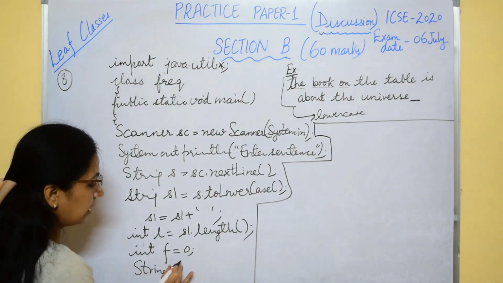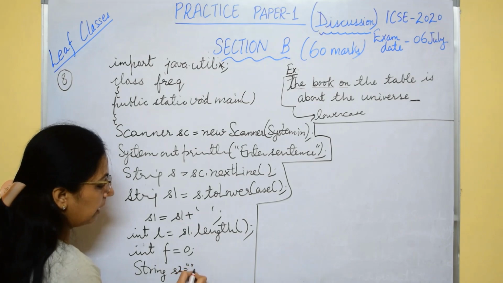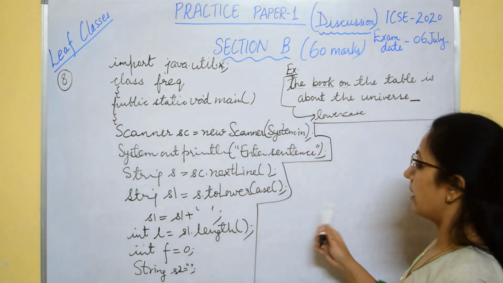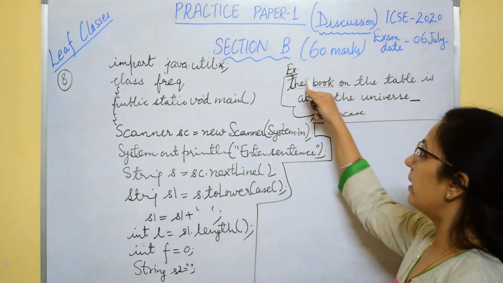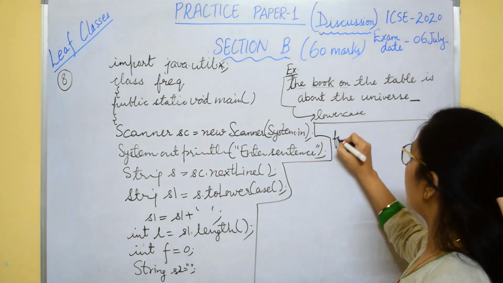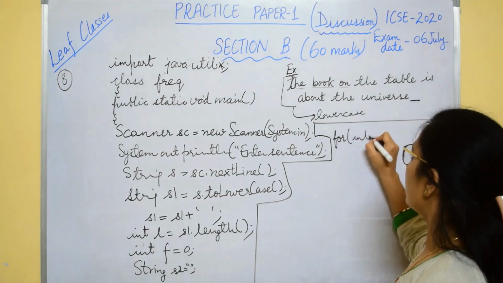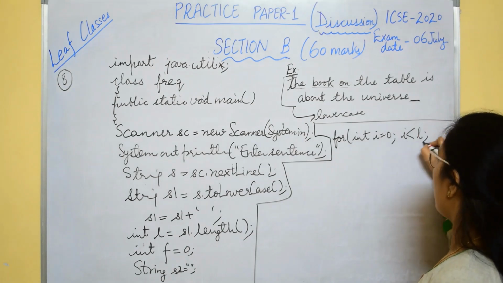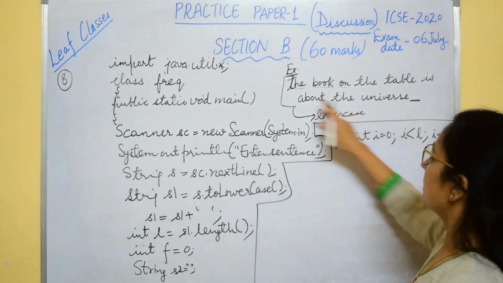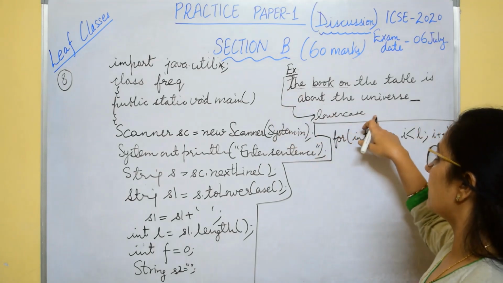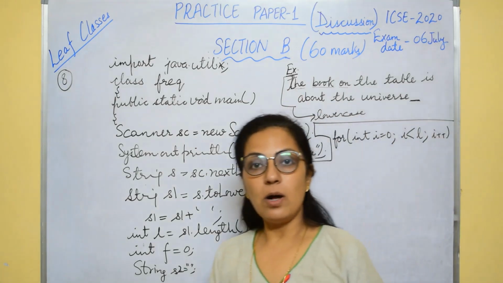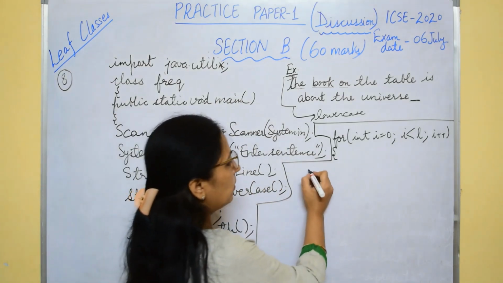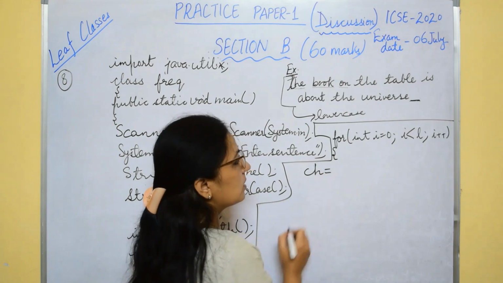We can take s2 equals to nothing, only initialization with starting and closing double quotes. In this we'll store word by word. Now we will take the loop from int i equals to 0, i less than l, i plus plus. Starting from the 0th character till the last character, all the characters we have to extract one by one.